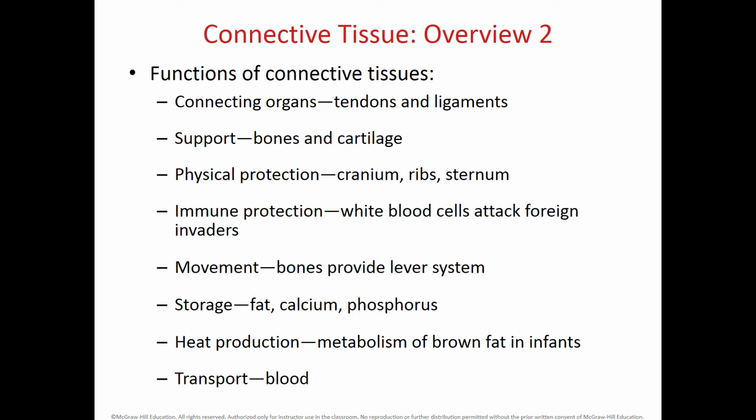Also, the connective tissue provides immune protection because the white blood cells in the blood will attack microorganisms. Also, the bones, since they are part of a connective tissue, provide a lever system. So one of the functions of connective tissue is to use this lever system so we can move.